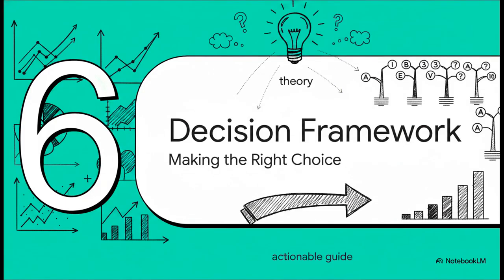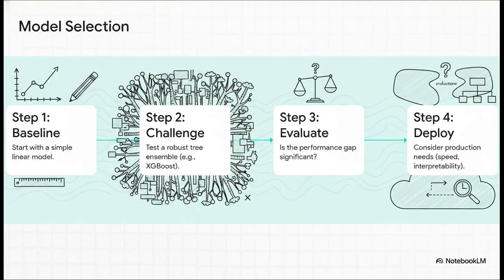Okay, so with all that in our heads now, how do you actually make the call on your next project? Let's take all this theory and boil it down into a practical, step-by-step guide you can actually use. Here it is, a super simple 4-step framework. Step 1, always, always, always start with that simple linear model. Get your baseline. Step 2, now bring out the big guns. Test a robust tree ensemble, something like a random forest or XGBoost.